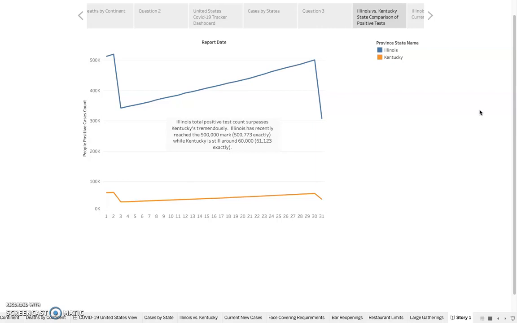Illinois has reached the 500,000 mark. If you look right here, they have reached 500,733, while Kentucky is still around 60,000, 61,123 exactly. So these numbers are rapidly growing apart, which is a little nerve-wracking for Illinois because they're not doing as well as Kentucky is. This may be because more tests have been done, or there's a lot of extra reasons. But from just the sole data that we've had to look at, it seems that Illinois has had a lot worse with the coronavirus than Kentucky has.